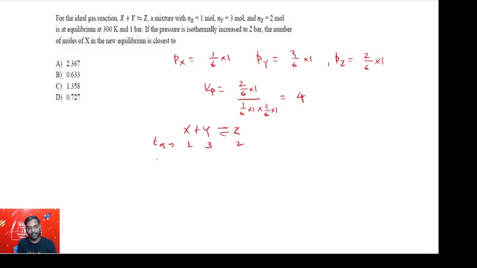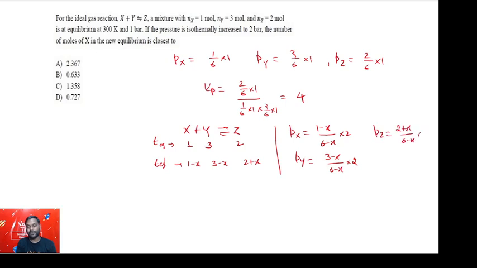So at the new equilibrium, there is 1 minus x moles of X and 3 minus x moles of Y and 2 plus x moles of Z. Again Kp doesn't change, and the total pressure is now 2 bar. So we will find out the partial pressures of all the three gases. Partial pressure of X would be 1 minus x upon total moles, that is 6 minus x, into 2. That of Y would be 3 minus x upon 6 minus x into 2, and that of Z would be 2 plus x upon 6 minus x into 2.